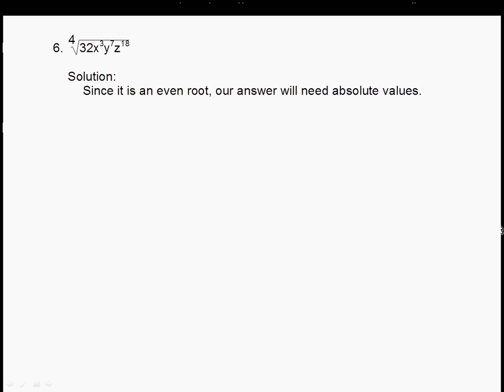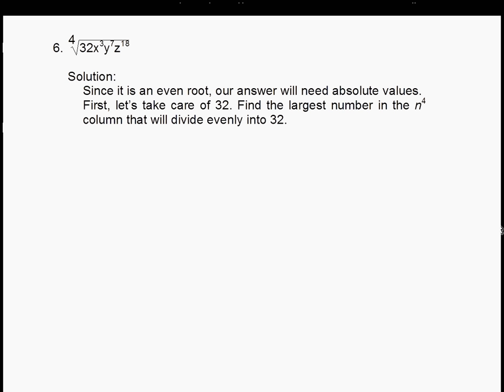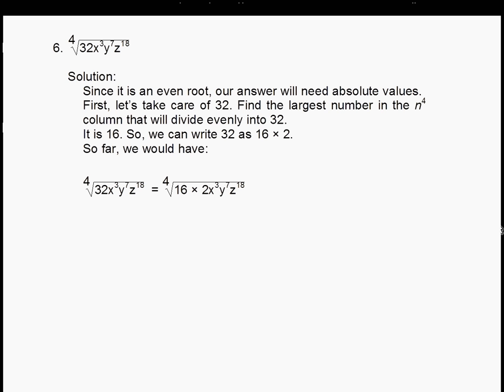Number 6. The 4th root of 32, x cubed, y to the 7th, z to the 18th. Okay, I will need absolute values because I have an even root. Okay, let's take care of the 32. I want the largest perfect 4th power that will divide evenly into 32. Turns out it's 16. So I'm going to write 32 as 16 times 2.